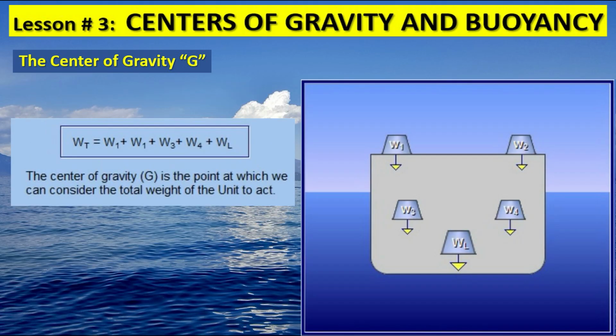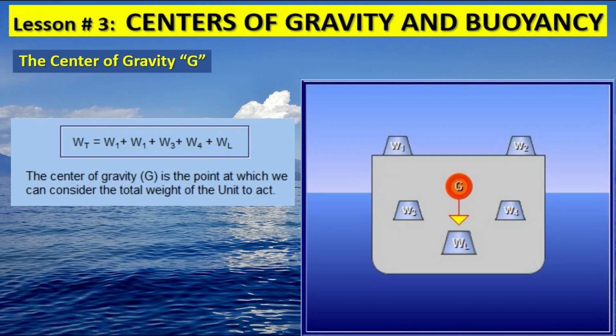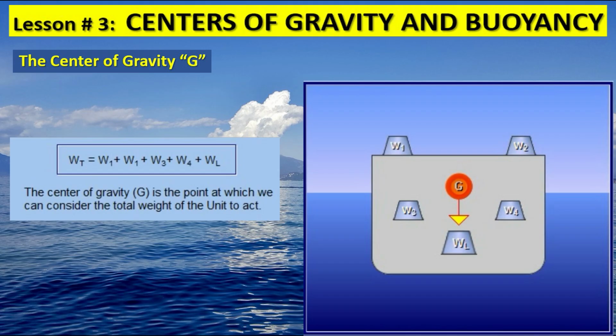The center of gravity, G, is the point at which we can consider the total weight of the unit to act. Let's see, where is the center of gravity of this unit? The center of gravity, G, is the point at which we can consider the total weight of the unit to act.